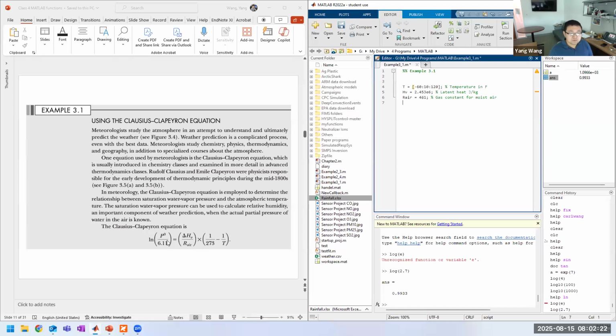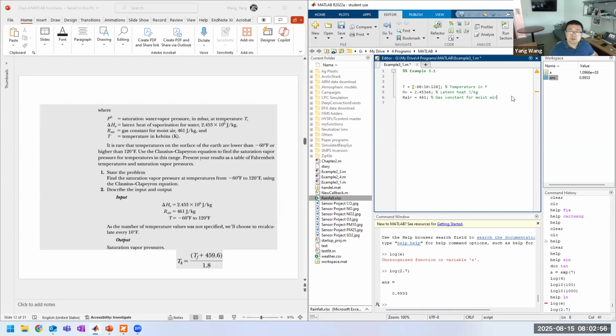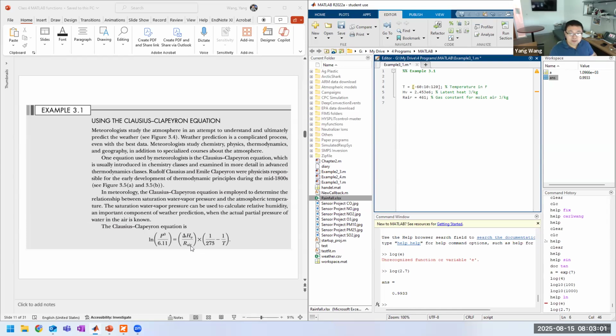The other thing is, if we want to calculate P here, you can see that we basically need to do an exponential calculation on both sides and then multiply 6.11 to the right-hand side. This is the calculation you would do even with pen and paper. But before that, let's check the units first. The delta H and R here are both using standard units, which is good for us, joule per kilogram. So actually these two can get canceled.